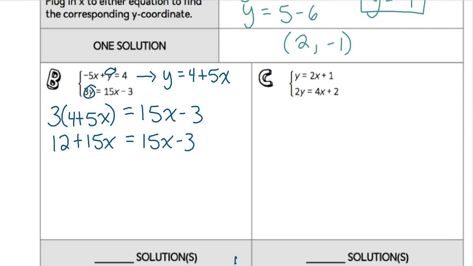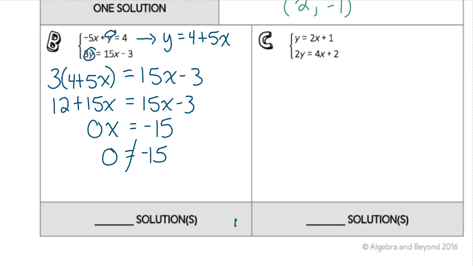And then I'm going to combine like terms. In this case, when I subtract my 15x, I get 0x's equals negative 15. So that means that 0 equals negative 15, and that is not true. So when we're solving and we get down to a place where we have something that is not true, we say that it has no solutions.